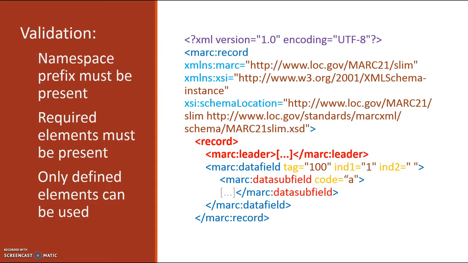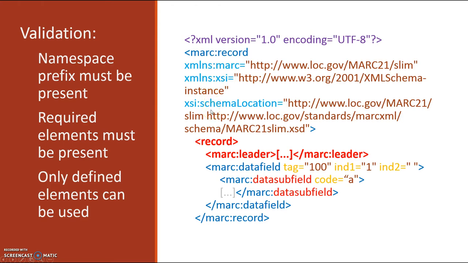So let's take a minute to look at MARC XML structure and validation. It's pretty simple, just like any other schema. There will be certain criteria a document must meet in order to be valid. As usual, the namespace is required, or the declaration, and then your namespace, which states that you will be using MARC. And then you have your schema instance and schema location.